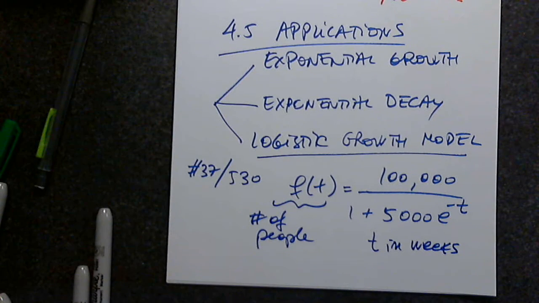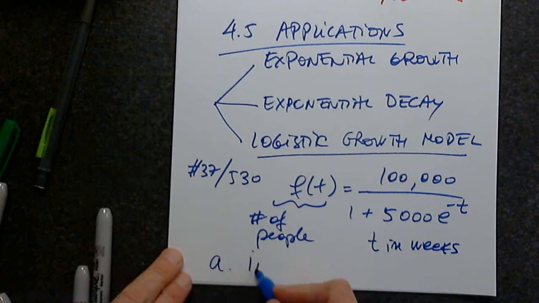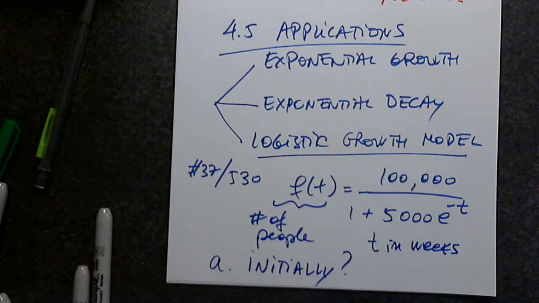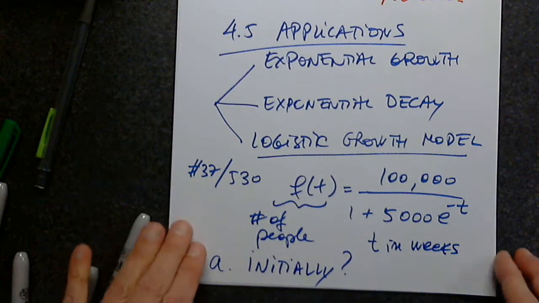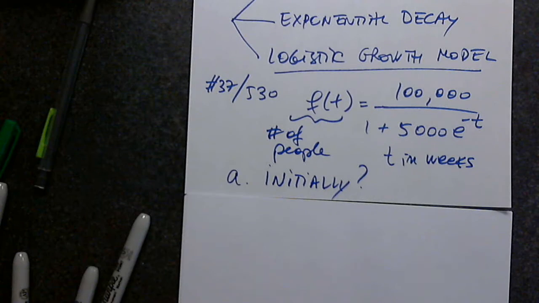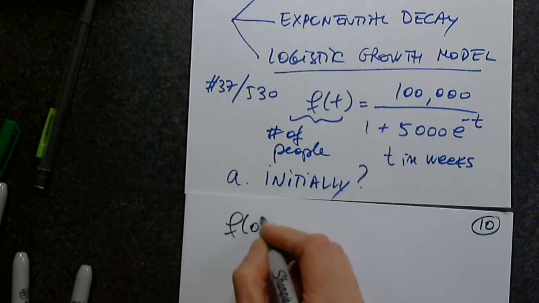Part A. How many people became ill with the flu when the epidemic began? In other words, initially. How many were sick initially? When we say initially, what do we have in mind? 0 weeks. 0 weeks, indeed. So we want to find f of 0.